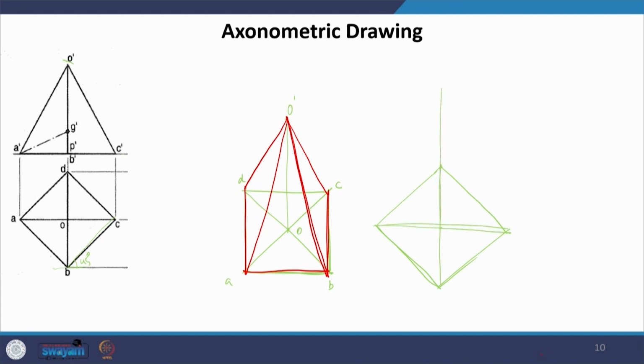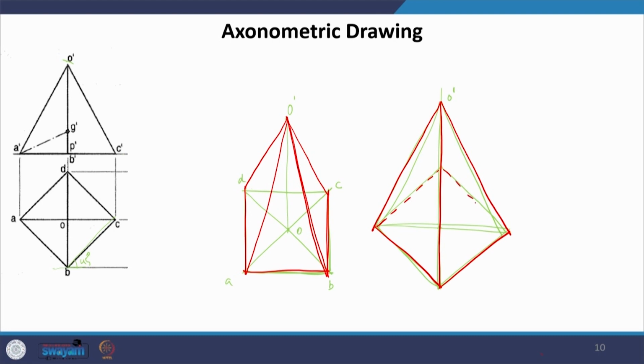And this is where the apex is going to come. And now, when we join this, this is what we would have seen, and this becomes your hidden line, and the edge which is joining this point and this is going to be hidden at the back. So, this is what we would see.